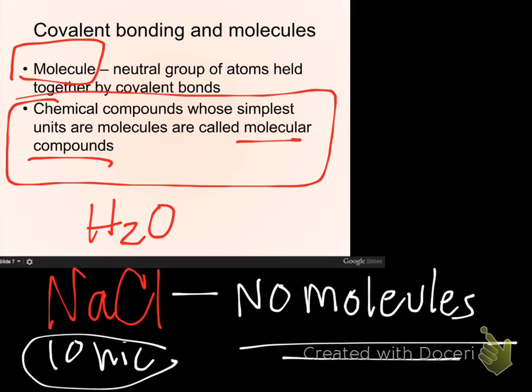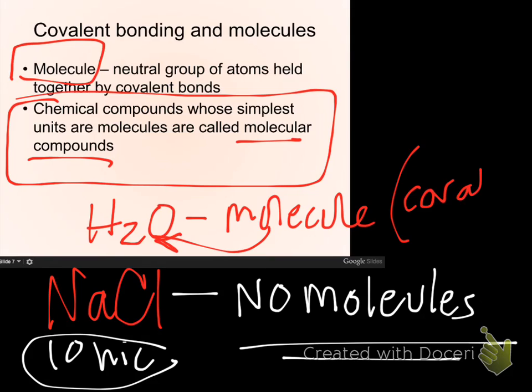Water, on the other hand, you can have a molecule of water because it's held together with covalent bonds. That's the big difference between a molecular substance and a non-molecular substance. Okay? It's only a molecular substance if it's held together with covalent bonds.